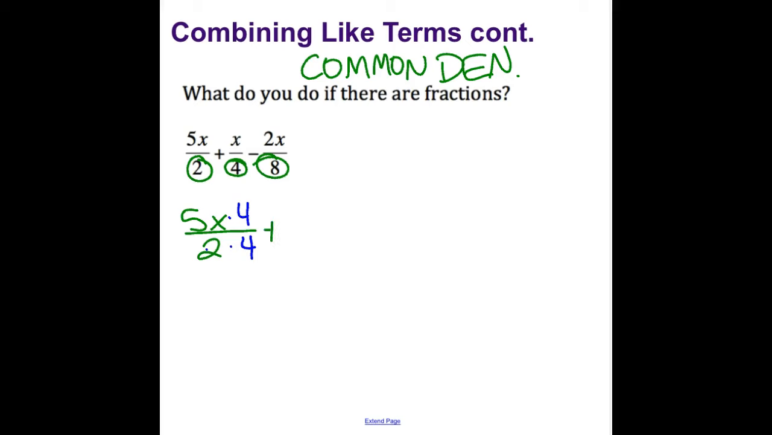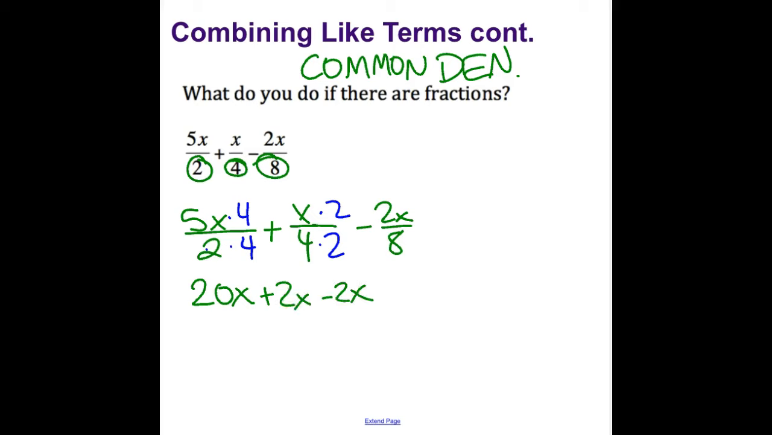We're going to do the same thing with x over 4. 4 times 2 gives us 8. And then we just have minus 2x over 8. So now do your multiplications: 20x plus 2x minus 2x. Now, since I know that all these denominators are 8, I just put everything over the same thing. It's all over 8. Now I combine my terms, 20x plus 2x minus 2x. That gives me 20x over 8.